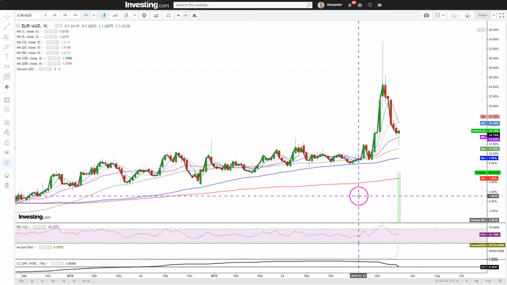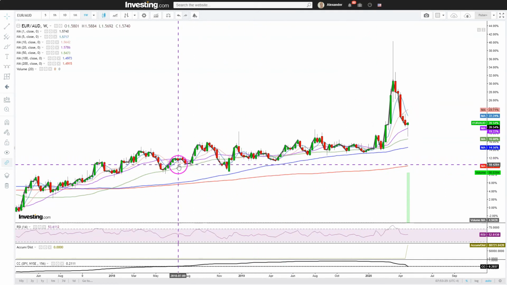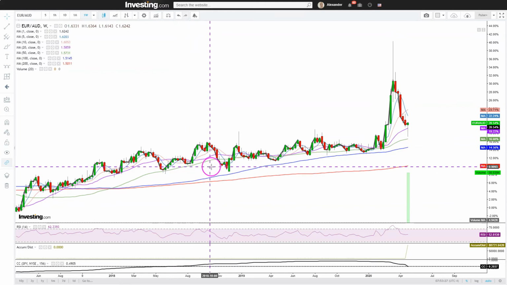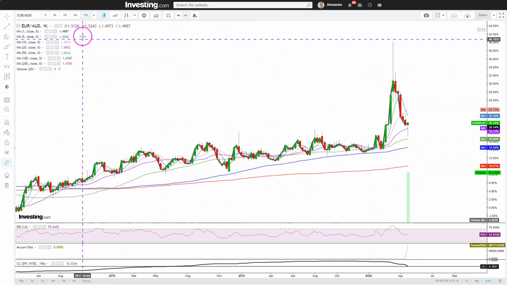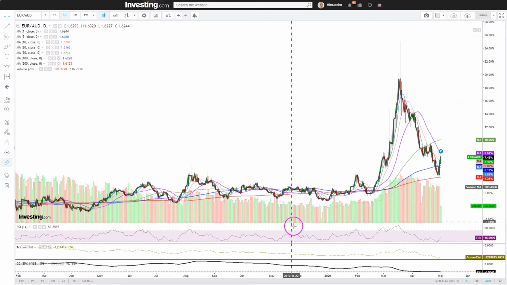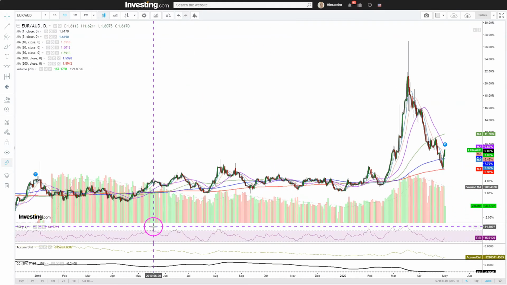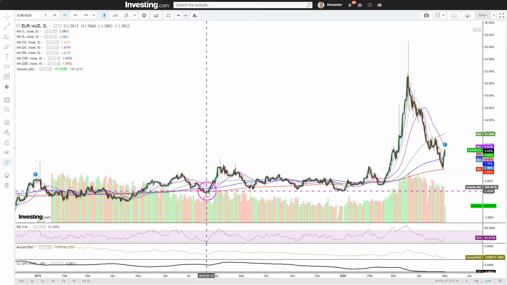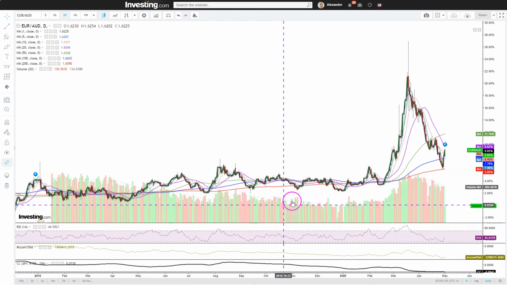Here are some support levels, and you can see that the 50-week moving average in green has been a support level many times. Tons of history with that moving average. Looking at the daily data points, you can see that the red 200-day moving average is where there's been tons of activity. Buy, buy, buy.